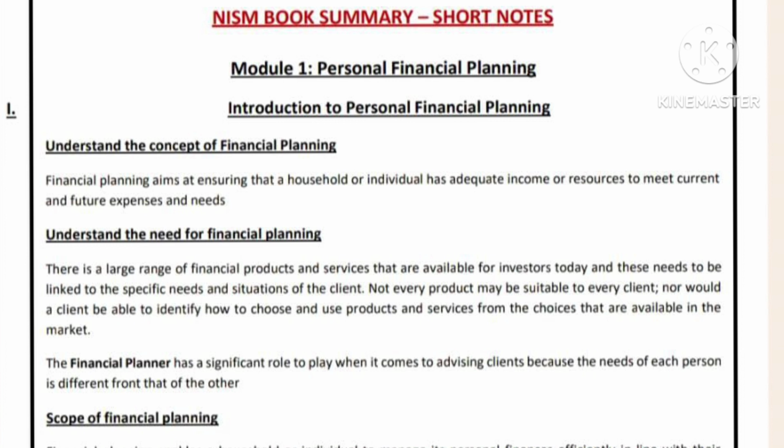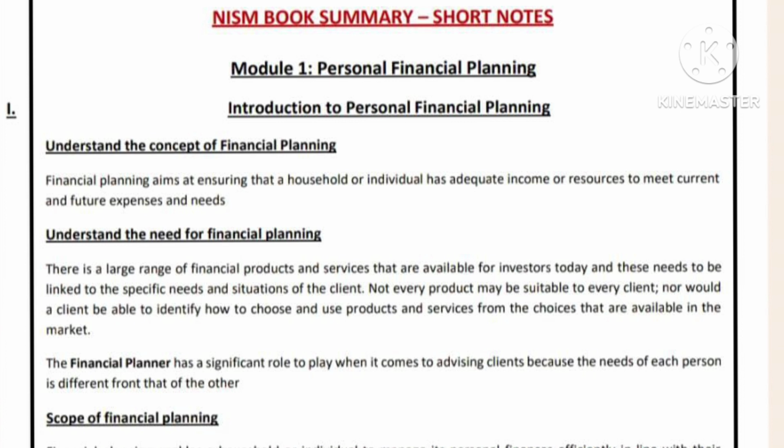Then investment planning and asset allocation. Asset allocation means what should be the percentage towards mutual funds, or towards bonds and debentures, or the securities market. That percentage is called asset allocation. Tax planning: if one has to save tax, what are the products available in the market? Like we can go for ELSS, where the investor can save tax. Then retirement planning and estate planning. All these are part of personal financial analysis.